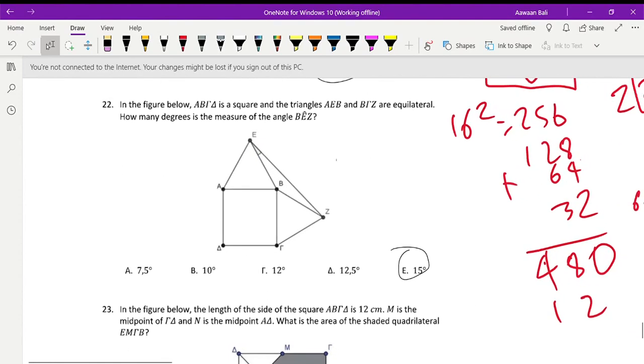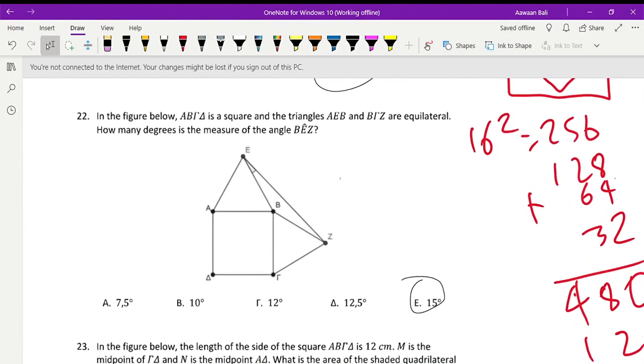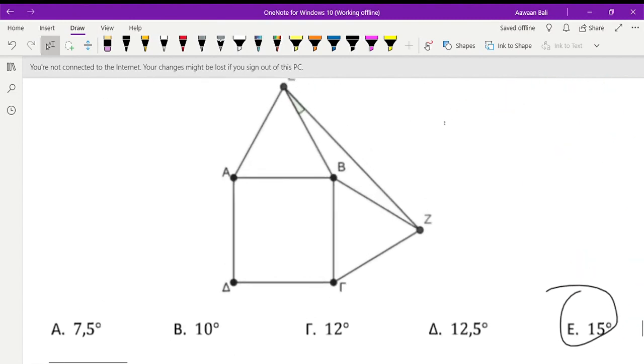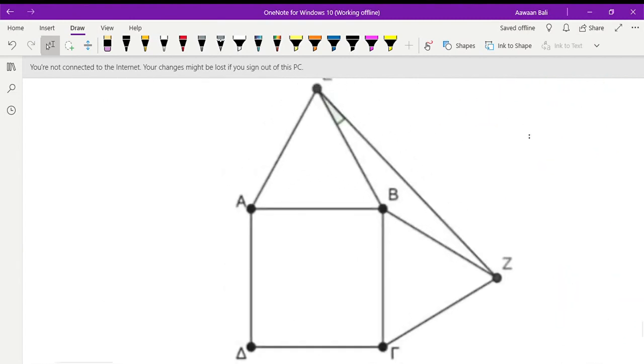Now, question number 22. In the figure below, alpha, beta, gamma, delta is a square, and the triangles alpha, eta, beta, and beta, gamma, zeta are equilateral. How many degrees is the measure of angle beta, eta, zeta? This is easy, and we've also done this question before, so I'll go quick.